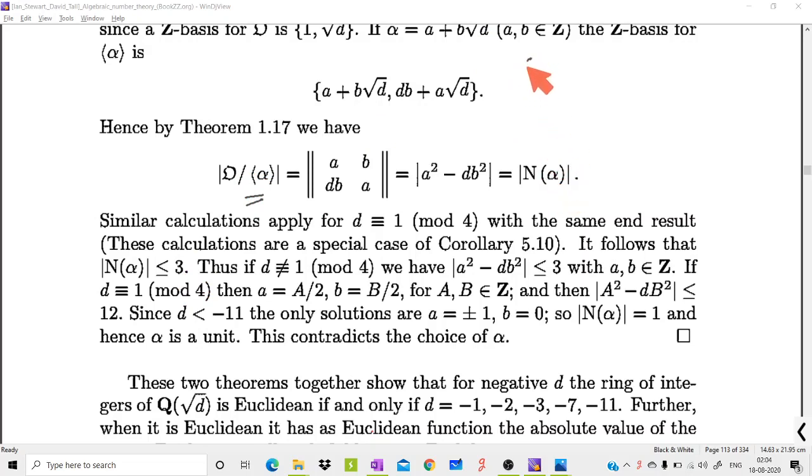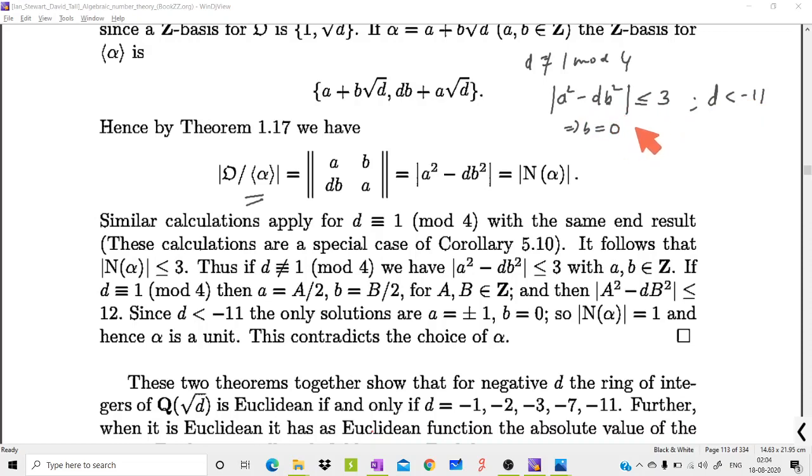In the case when D is not congruent to 1 mod 4, we get the norm as a² minus db². Then the modulus of a² minus db², we have proved, is always less than or equal to 3. But in our case, D is less than minus 11. In this case, b will be 0 immediately, because D is strictly less than minus 11, so this can never be less than or equal to 3.